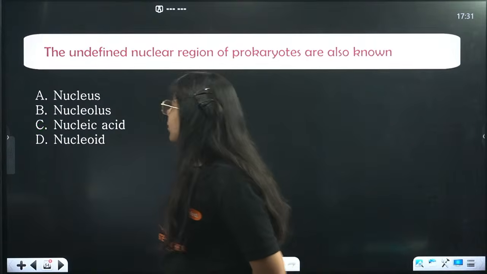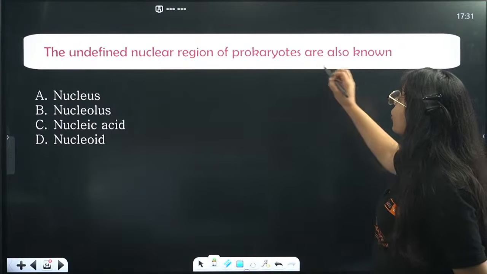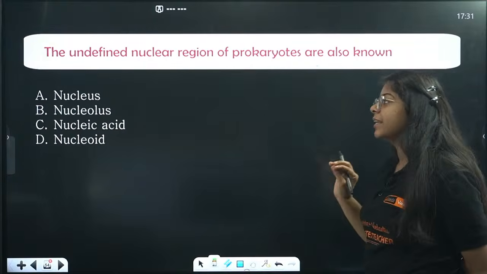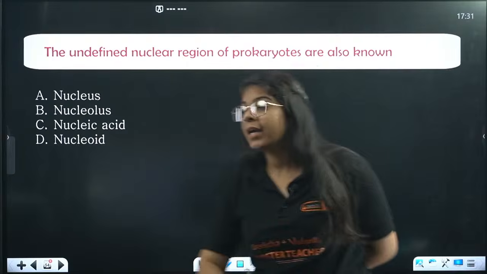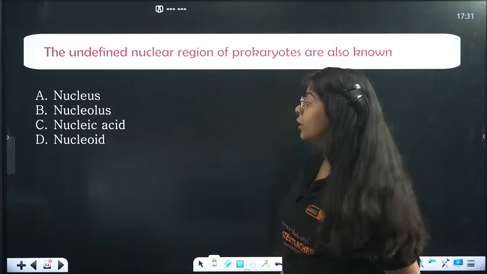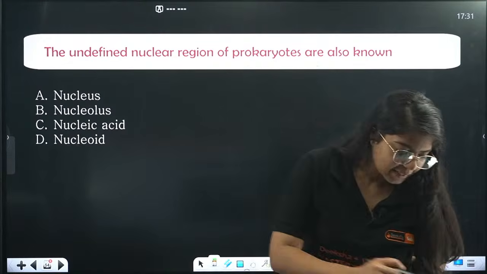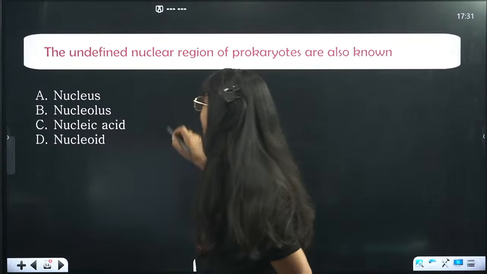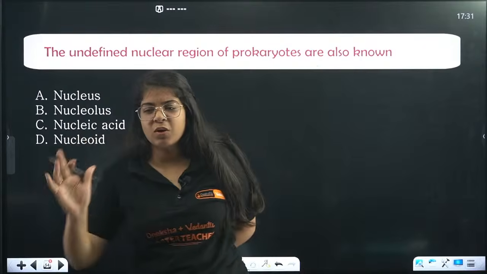Next question, everyone. Is the undefined nuclear region of prokaryotes known as what? Nucleus, nucleolus, nucleic acid, nucleoid. What is the exact answer? Do you know? This is a bit confusing. All the names are a bit confusing.